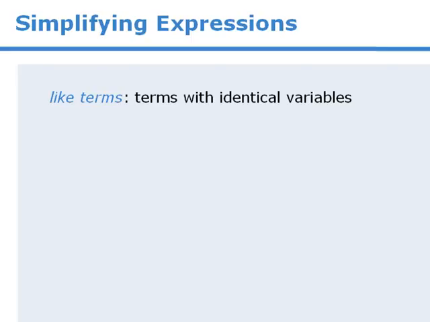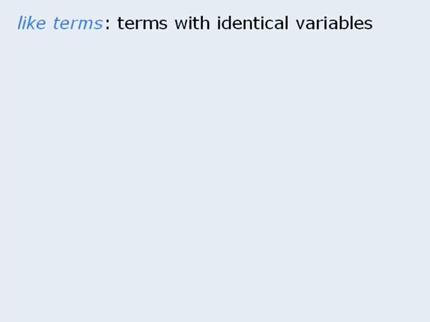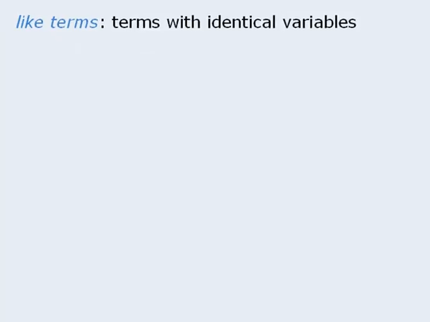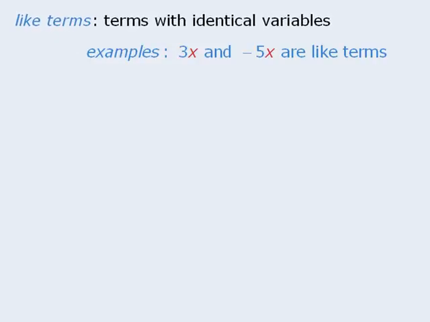In this lesson, we will learn how to simplify some basic expressions. First, we need to examine the definition of like terms. These are terms that have identical variables. So, for example, 3x and negative 5x are like terms since the variable in both terms here is x.